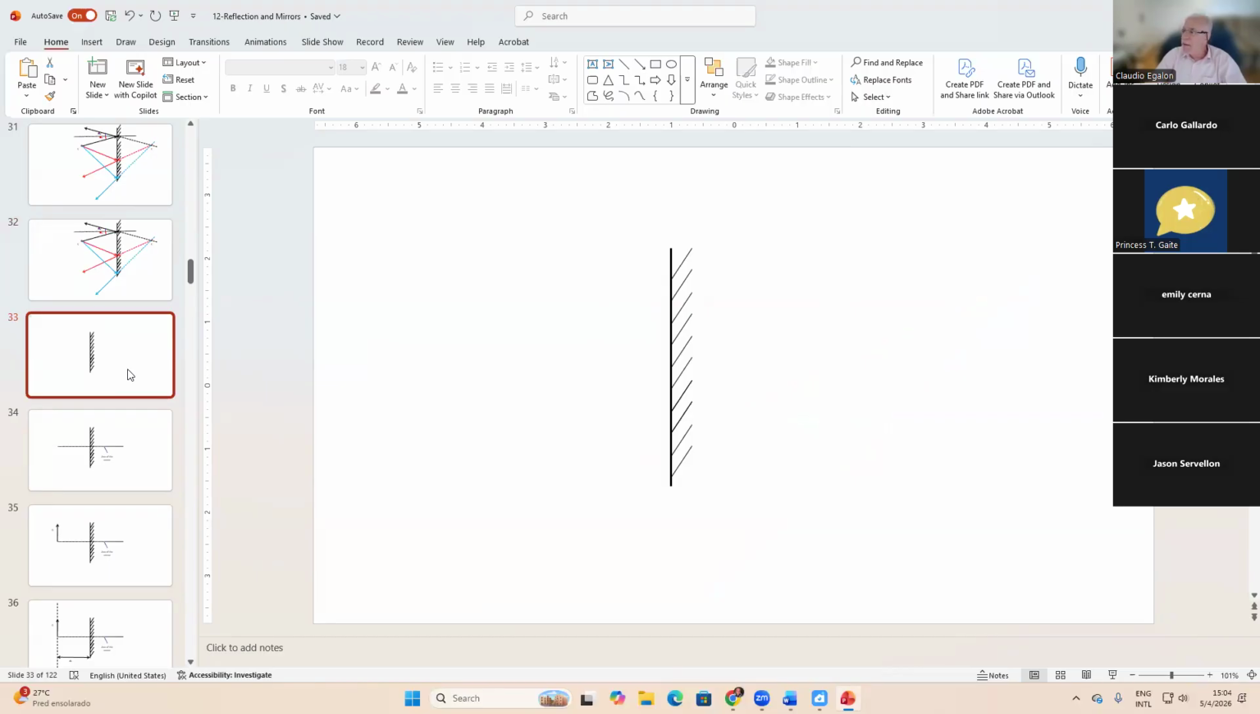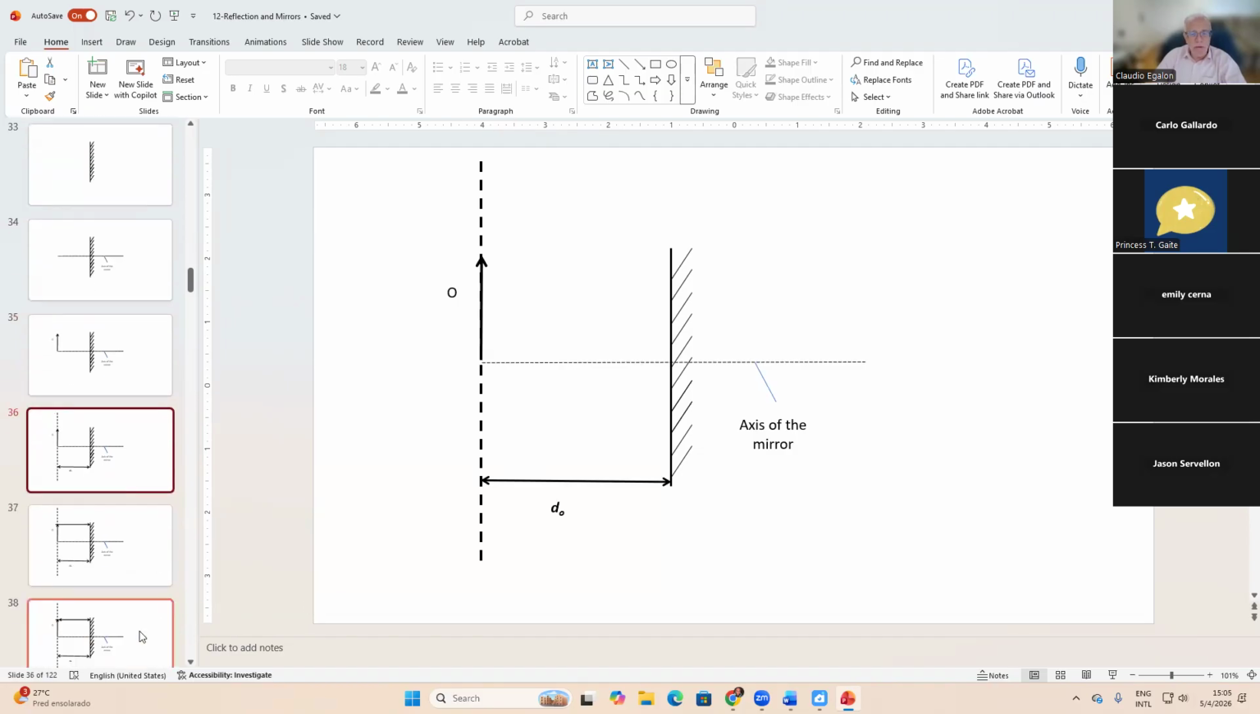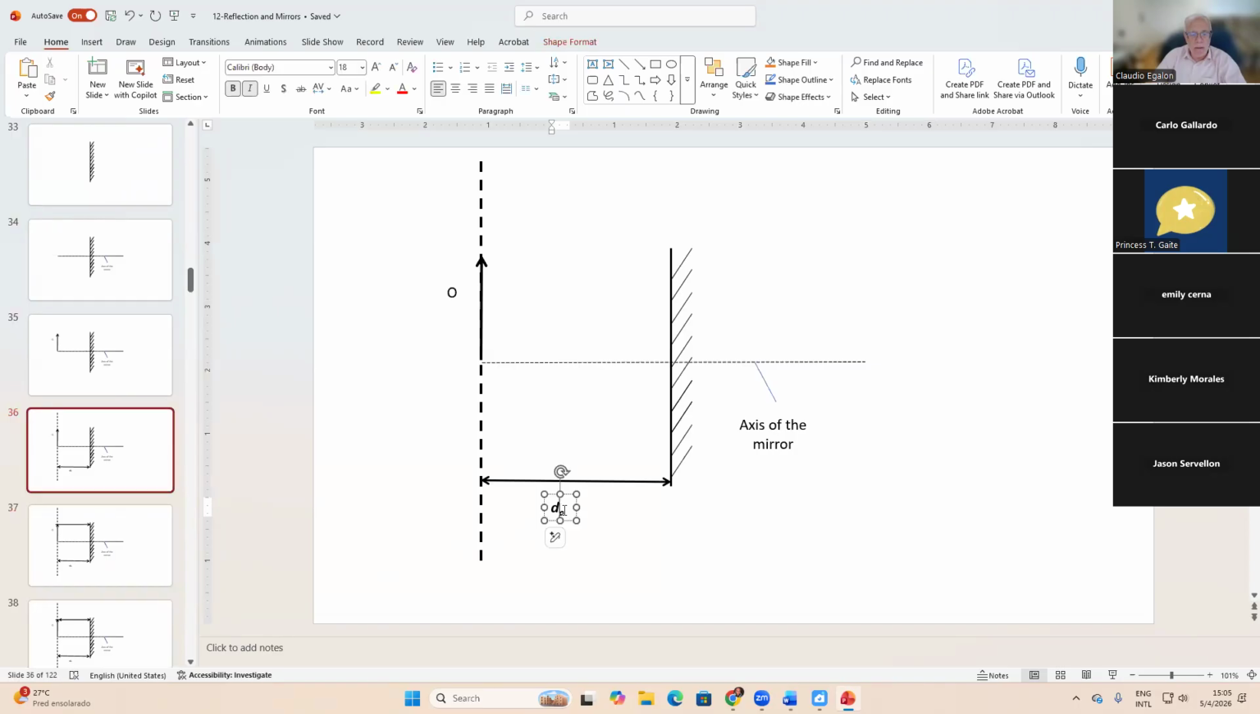Am I sharing the screen? Yes, I'm sharing. The mirror, right? And now we are going to come up with the axis of the mirror. And we are going to draw the extended source, the object, as though it is an arrow. Instead of a single point with no dimension whatsoever, now we have this object, it has a dimension. The distance of this object, we call it d naught.